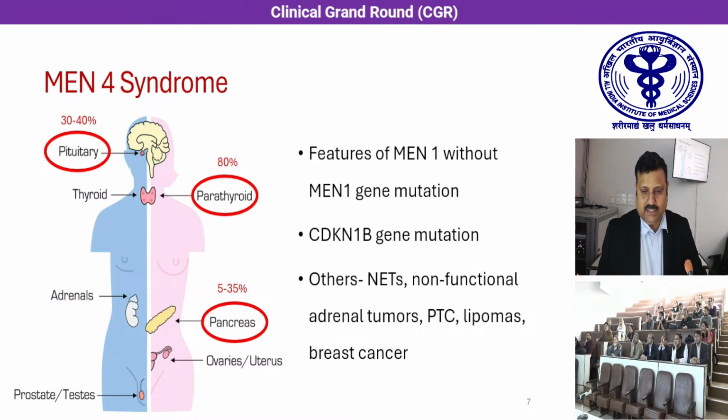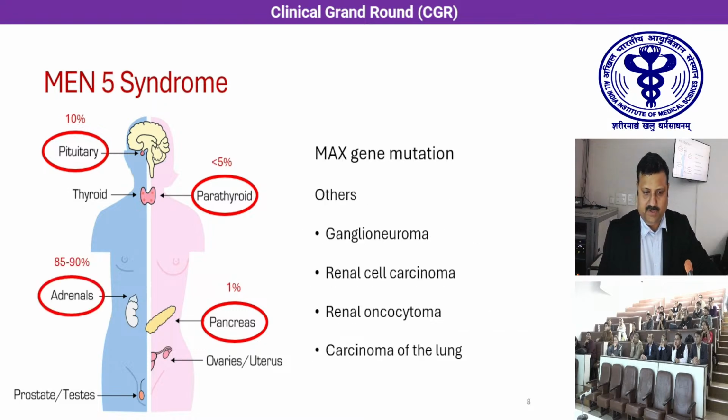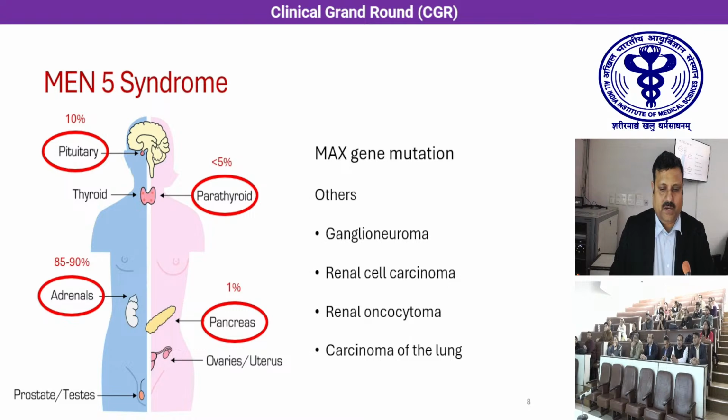And the last two, MEN 4 and MEN 5, are rare, but we have pituitary, parathyroid and pancreas affected. In MEN 5, again the same. Here the genetic mutation is the MAX gene. Apart from that, we have ganglioneuroma and RCC as other associations. So primarily we have the commonest MEN 1, followed by MEN 2A and 2B, 2B is MEN 3 now. So we'll be discussing these three in detail.